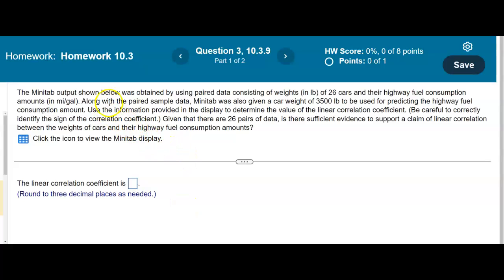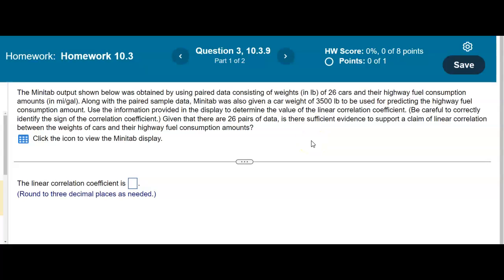The Minitab output shown below was obtained by using paired data consisting of weights in pounds of 26 cars and their highway fuel consumption amounts in miles per gallon. Along with the paired sample data, Minitab was also given a car weight of 3,500 pounds to be used for predicting the highway fuel consumption amount.